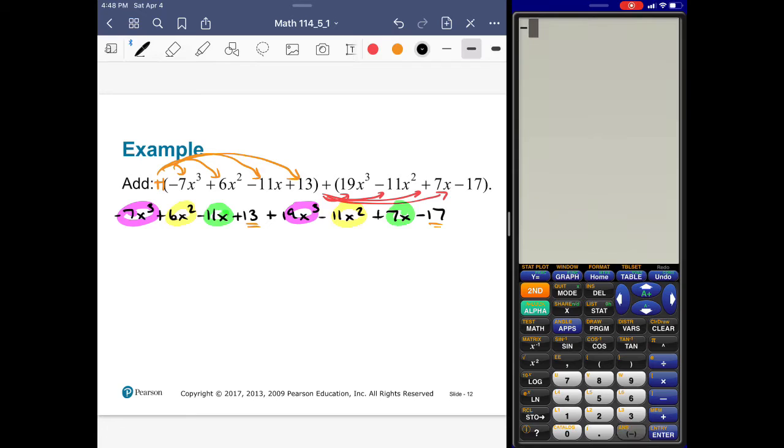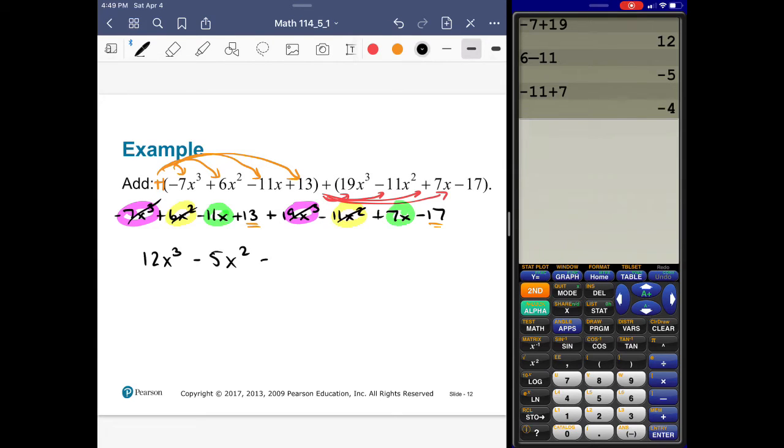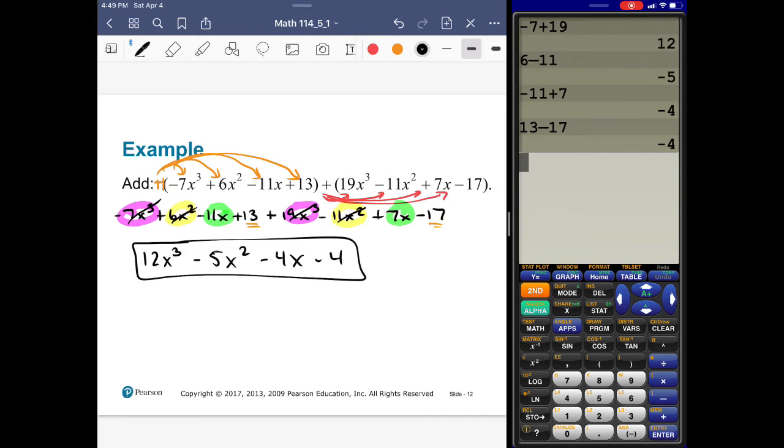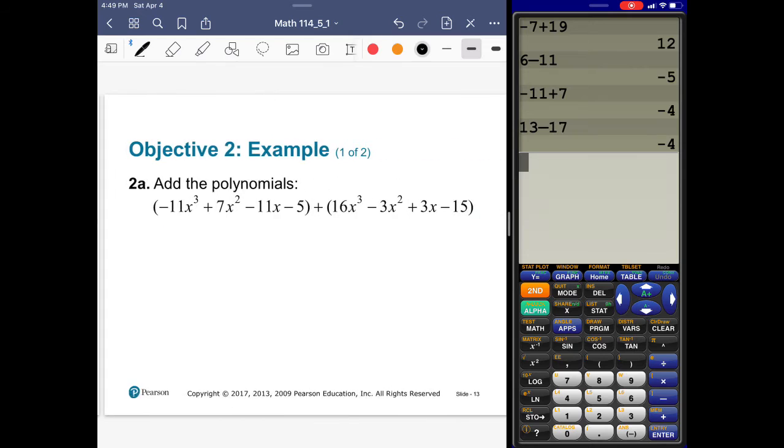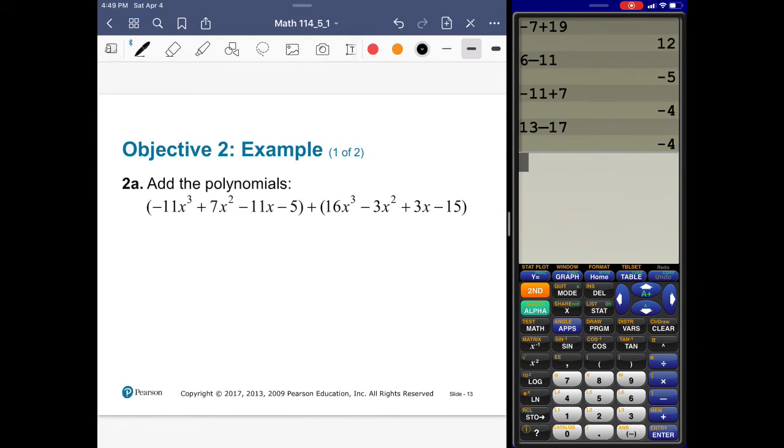So I have negative 7 plus 19 equals 12x cubed. I'm done with those two. 6 minus 11 is negative 5x squared. I'm done with those two. Negative 11 plus 7 is negative 4x. And 13 minus 17 is negative 4. Let's do another one. Again, this is plus 1, so we're just going to distribute everything.